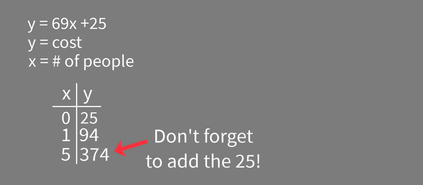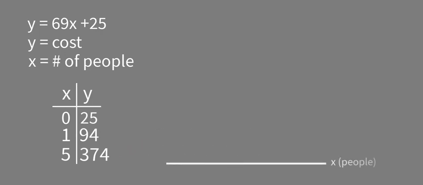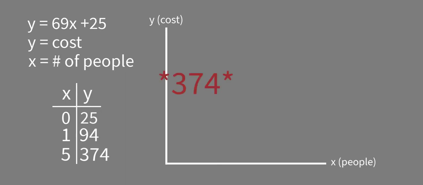And again, in a problem like this, it doesn't make sense. We're not going to have a negative number of people. So there's no point in having the negative coordinates for x or y. So we'll go ahead and sketch x here and y here. And it looks like when x equals 5, y equals 345.